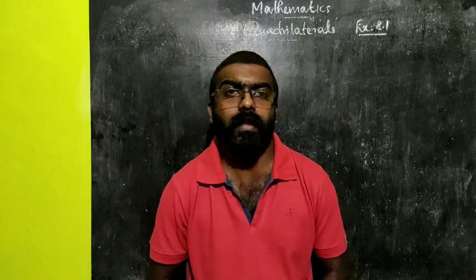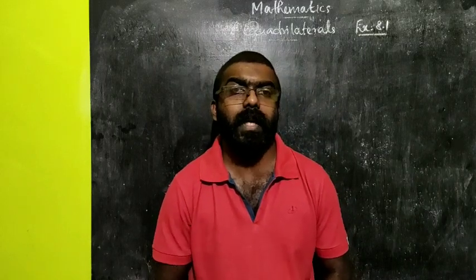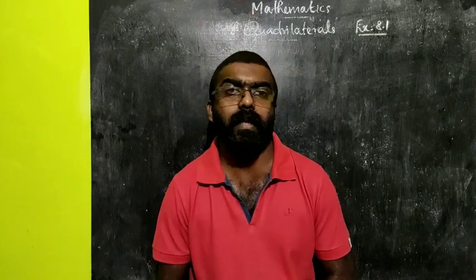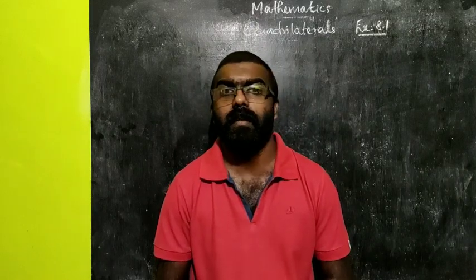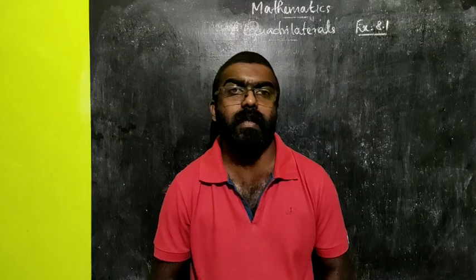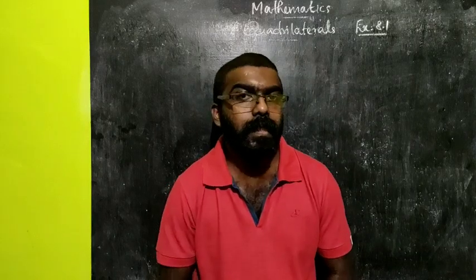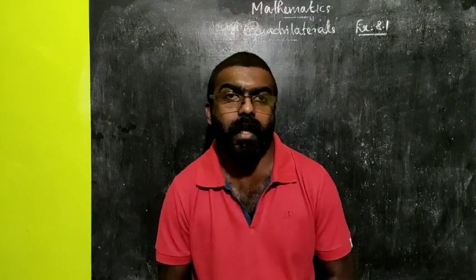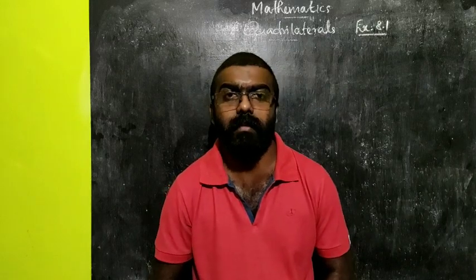Last class we started the chapter Quadrilaterals. It's the 8th chapter of the NCERT class 9 mathematics text, and we discussed the first 4 problems from exercise 8.1. Today we shall discuss the remaining problems from exercise 8.1. Let me start with question number 5.